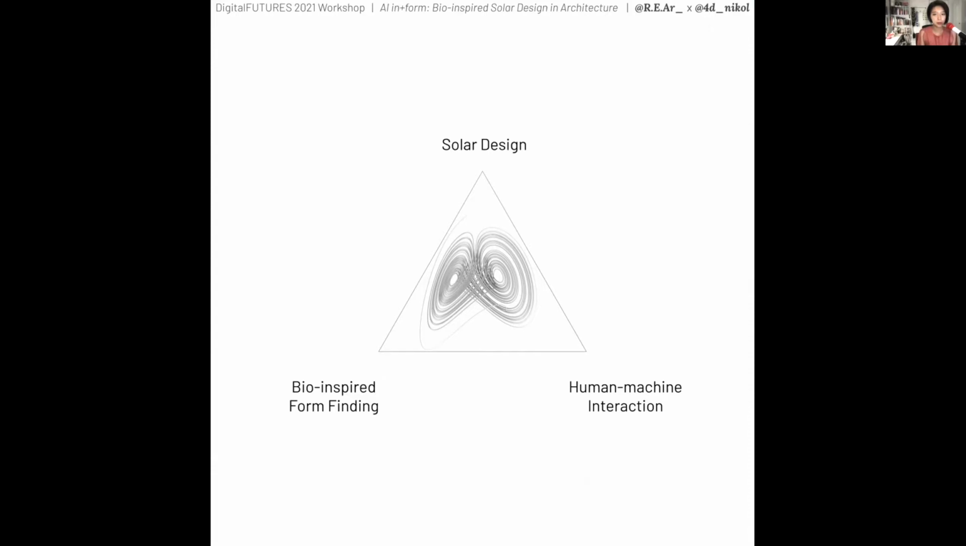So always remember, there are three core ideas: solar design, bio-inspired form finding, and human-machine interaction. Those are the three goals that we try to achieve. And then we're also trying to find what is happening in between. And this is a chaotic system.